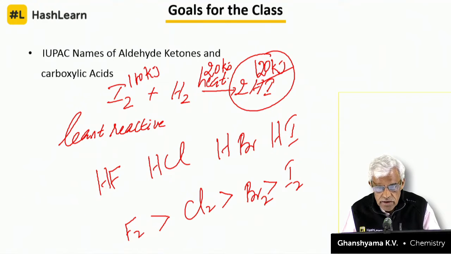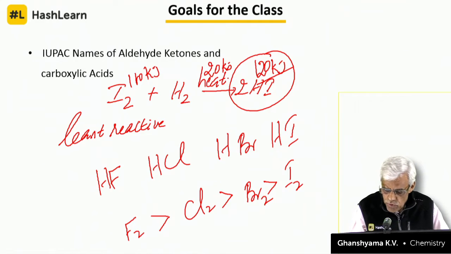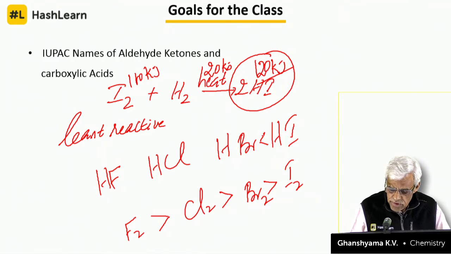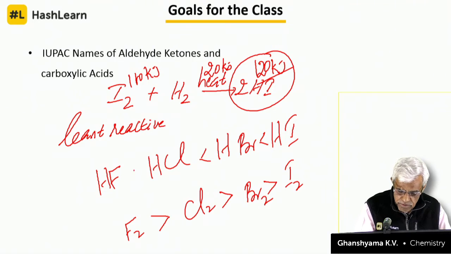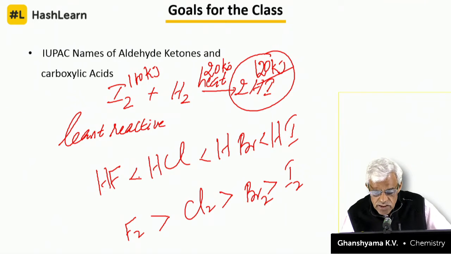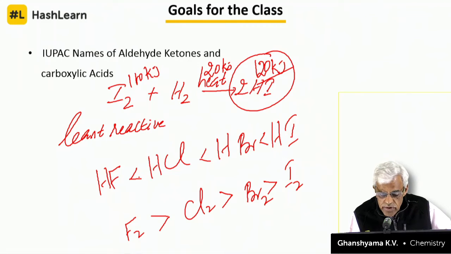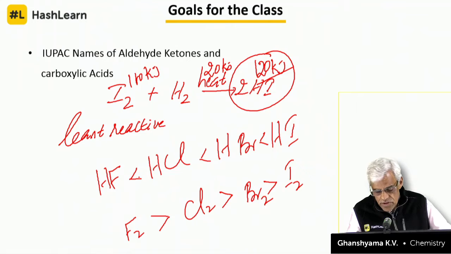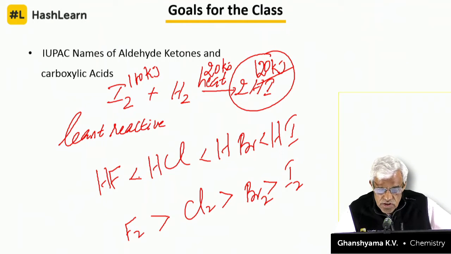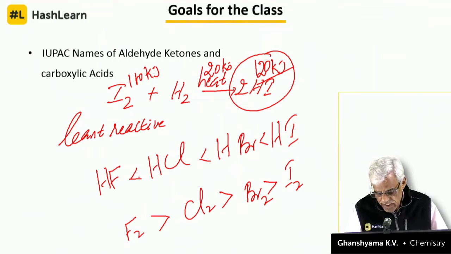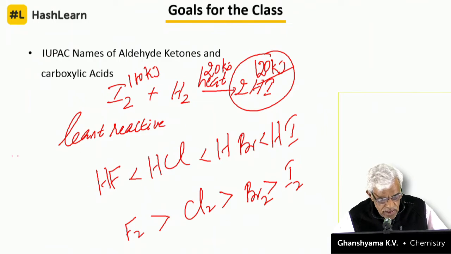Higher energy content compounds are unstable and more reactive. Therefore, HI is more reactive than HBr, more reactive than HCl, more reactive than HF. It can be explained on the basis of energy content. Iodine has the lowest energy among the halogens. HI has the highest energy, therefore HI is more reactive, iodine is least reactive. Okay.